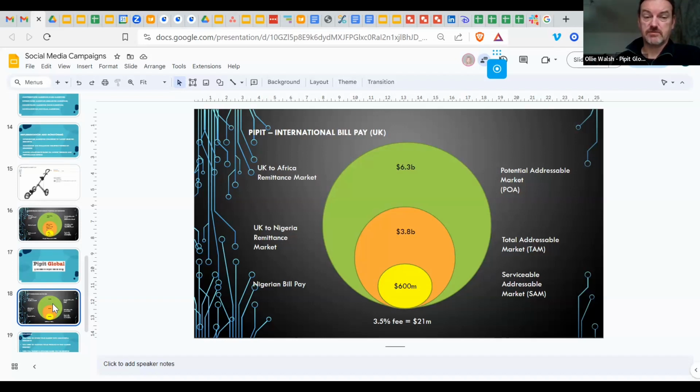So the flow there was 3.6 billion in total sent from the UK to Nigeria. And then the specifics of the bill: we knew, according to the World Bank, that 30% of remittances is spent on bills. So that gave us a market of $600 million being sent from the UK to Nigeria every year to be spent on bills. With our fee, that was a revenue of 21 million. So that was our target market.